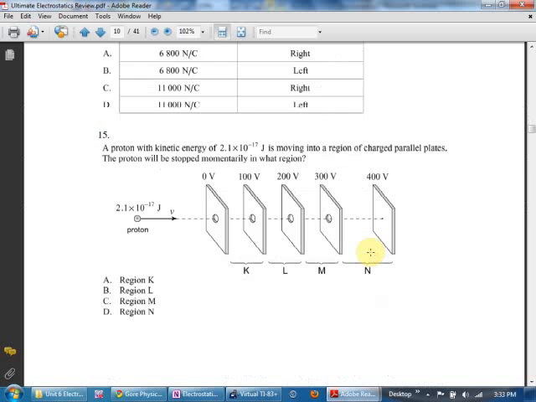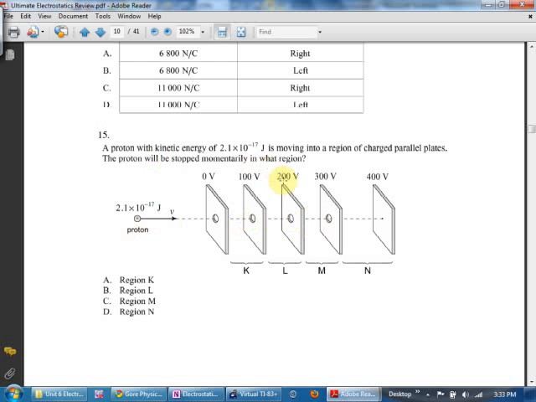We have this proton that's sailing along, and it hits a bunch of plates, and each plate is charged to a different voltage. This far voltage here, positive or negative? Positive. What about this one? Positive, but not as much. What about this one? But not as much. They're going to repel this proton. When it hits here, it's going to start to slow down, slow down, slow down. For a split second, it's going to come to a stop, and then it's going to come whizzing back the way it came, because like charges repel. This question is asking the proton will be stopped momentarily in which region? Although it looks really nasty, it's actually not too bad.